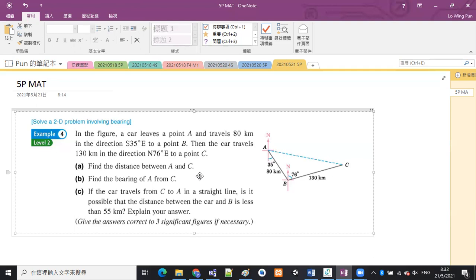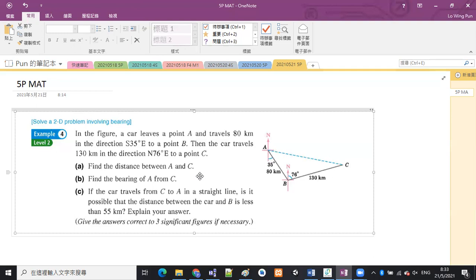And then the car travels 130 km in the direction north 76 degrees east to a point C. So when the car is at point B, it wants to travel to point C. Point C is in this box, in a top right corner. So what's meant by top right corner in terms of the direction? Should be the northeast. Get this? Okay, and then we need to fill in the angle.